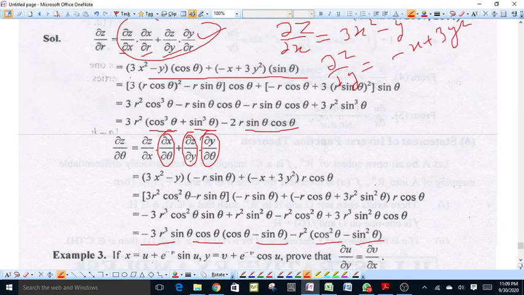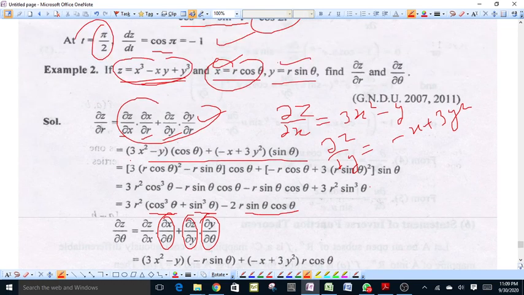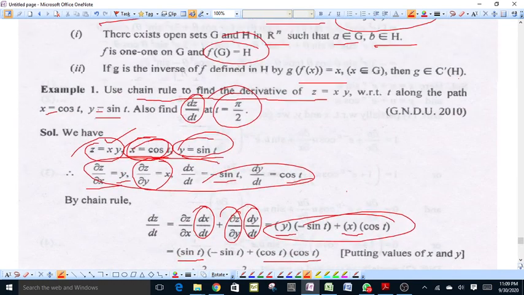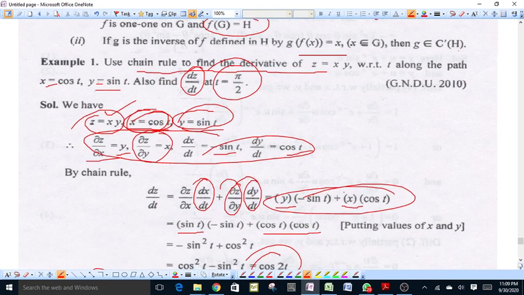These are some examples of the chain rule to find the derivative of a function, a composite function, with respect to a parameter t.